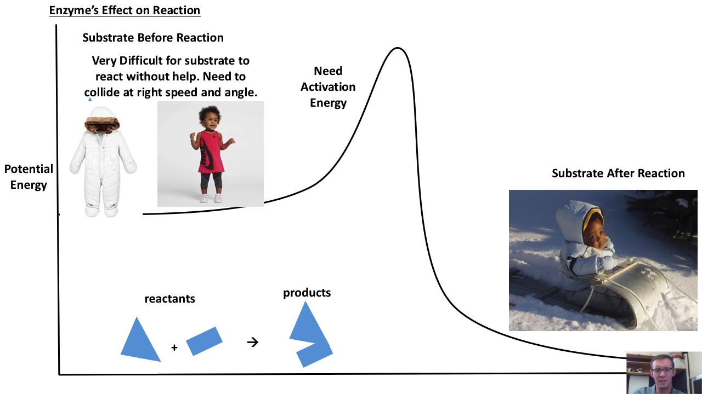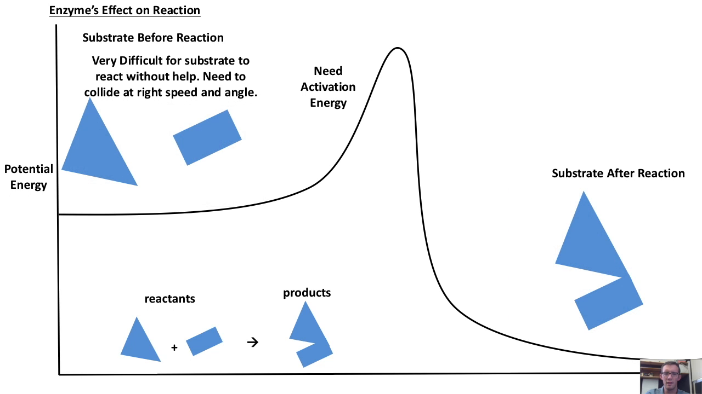So you can think of the substrate as kind of like a helpless toddler that's trying to get dressed to go outside in the winter. Theoretically, the toddler could figure out which arms go into which sleeves, but it's pretty unlikely that they're going to be able to manage the process by themselves without some sort of outside help or guidance.